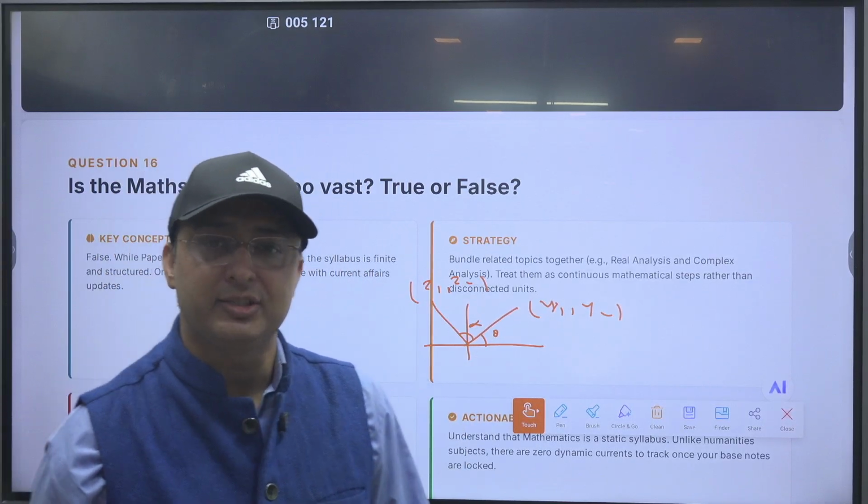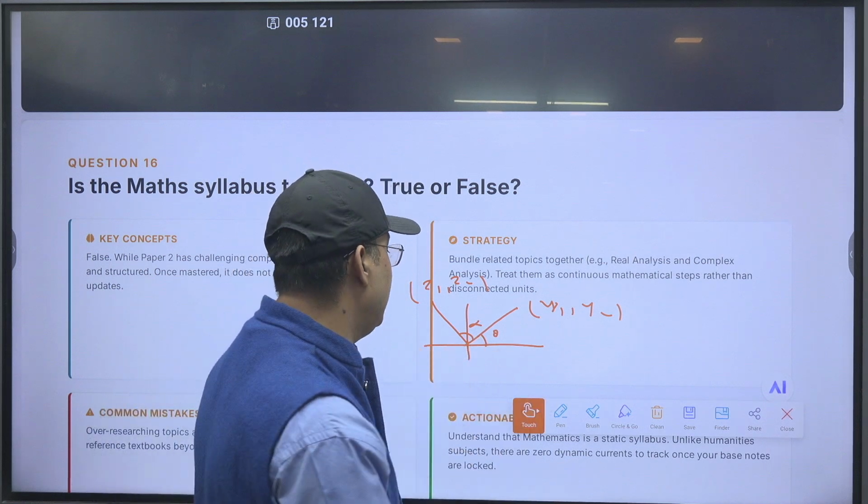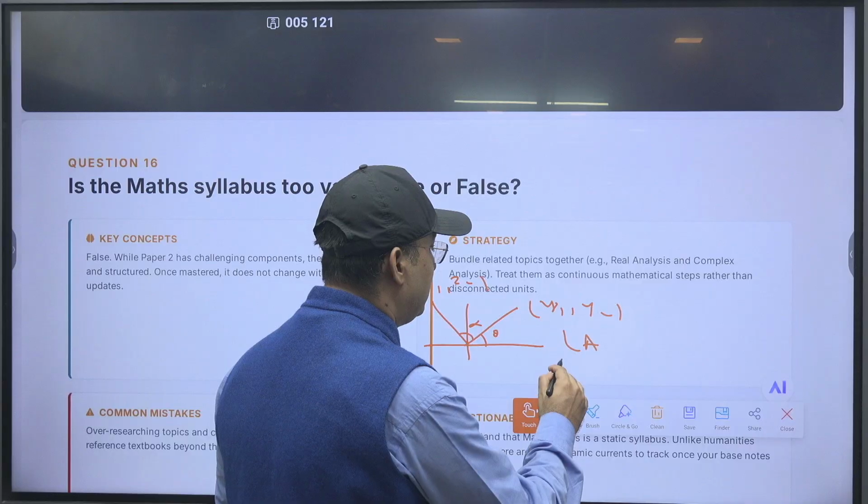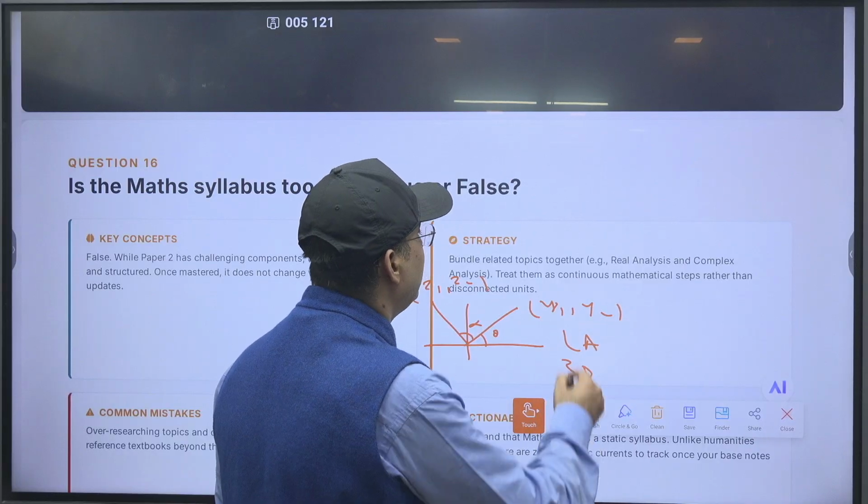So a lot of things. I study the same thing in linear algebra. I study the same thing in geometry. I study the same thing in dynamics.